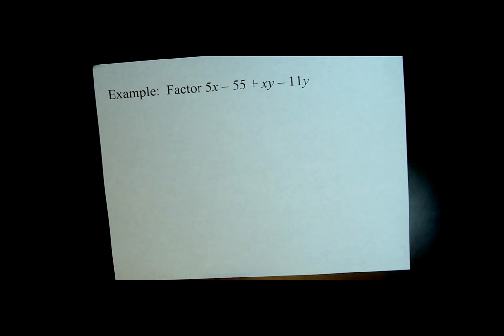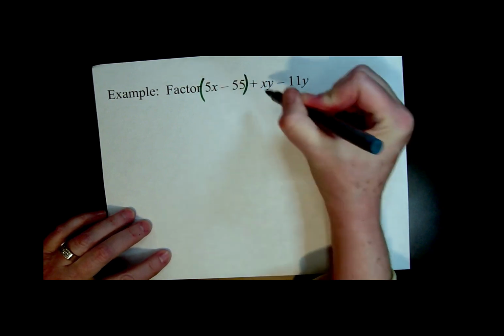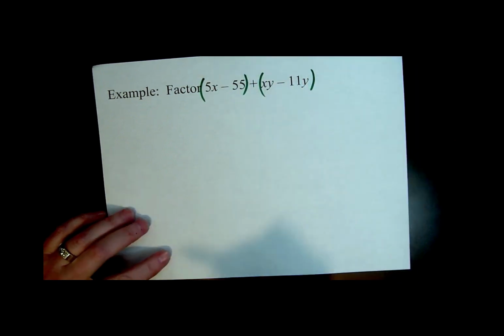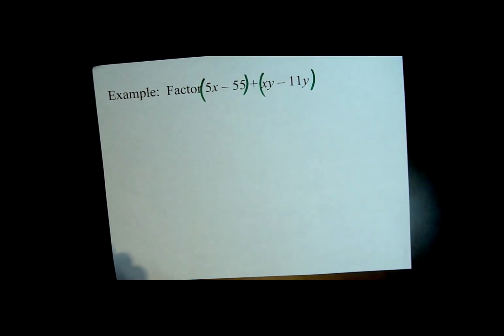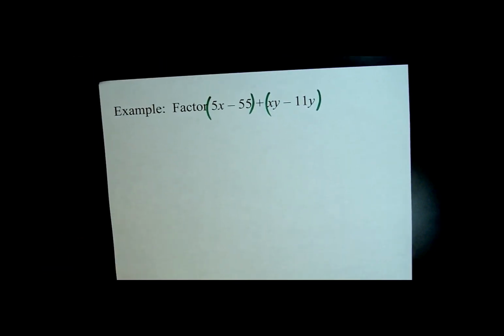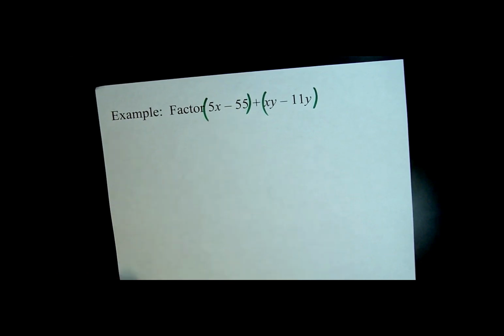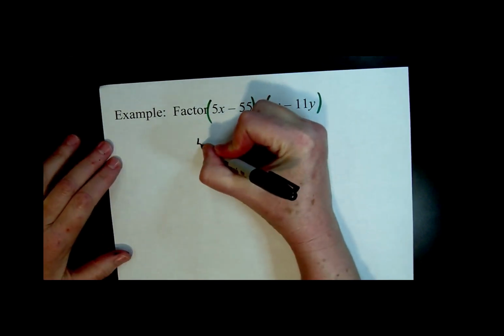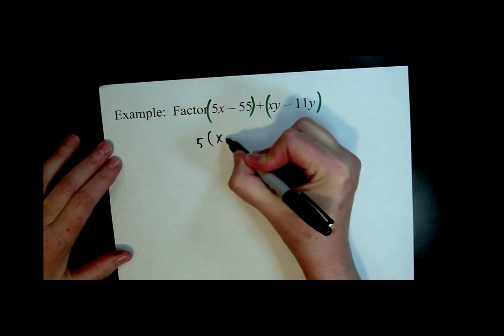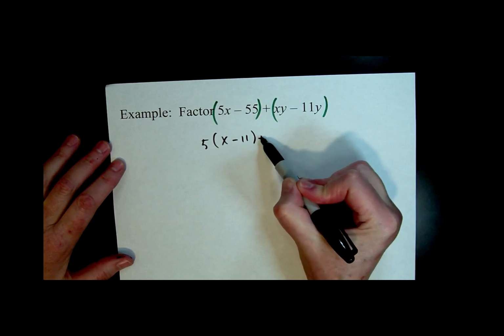Now, grouping is where you make groups of the terms. So I'm going to group the first 2 terms separately from the second 2 terms, and I treat the 2 groups individually, separately. I ask myself, what if anything, can I factor out of the first group of 2 terms? And in this case, I answer myself 5. So I take out a 5. That leaves x minus 11. I go on, don't forget to put a plus here.